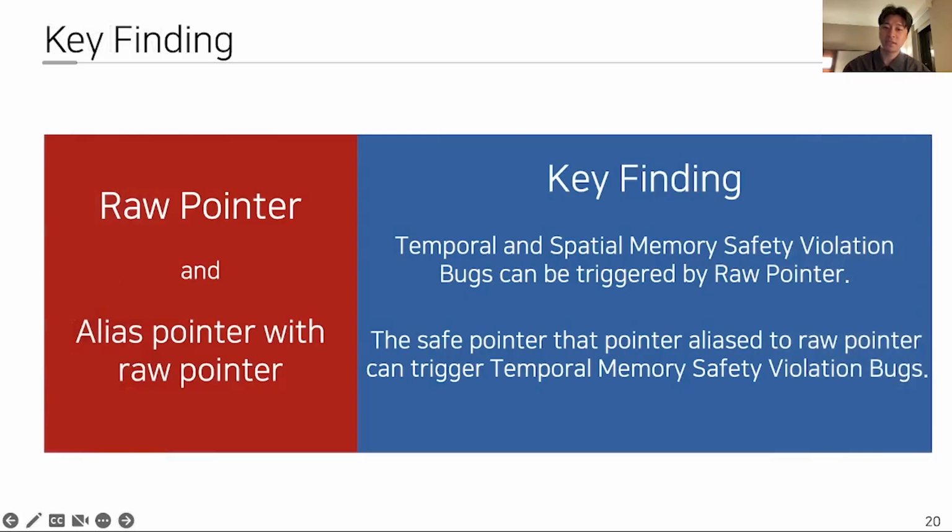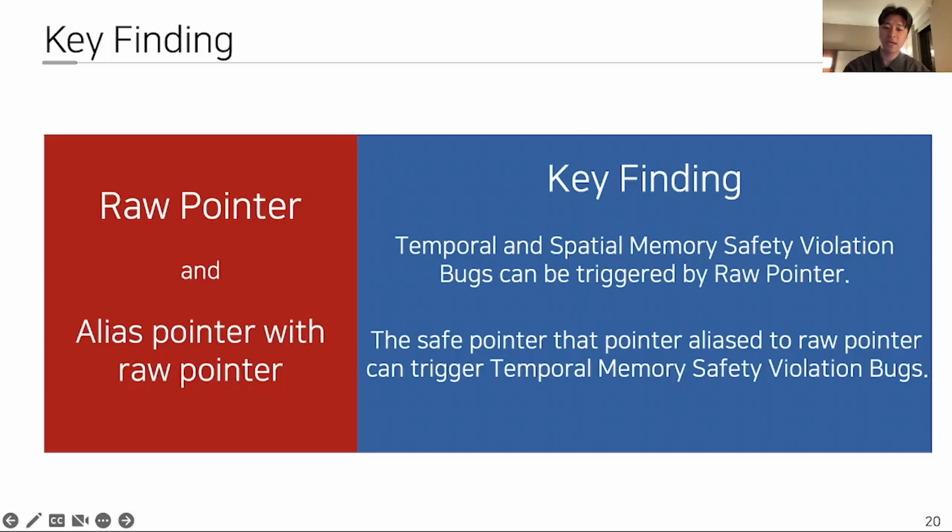Through this analysis, we identify the two root causes of lost memory bugs. First, temporal and spatial memory safety violation bugs can be triggered by raw pointers. Second, pointers that alias a raw pointer can trigger temporal memory safety violation bugs. Consequently, instead of checking all memory accesses, we can significantly reduce performance overhead by only checking memory accesses through raw pointers and their alias pointers.